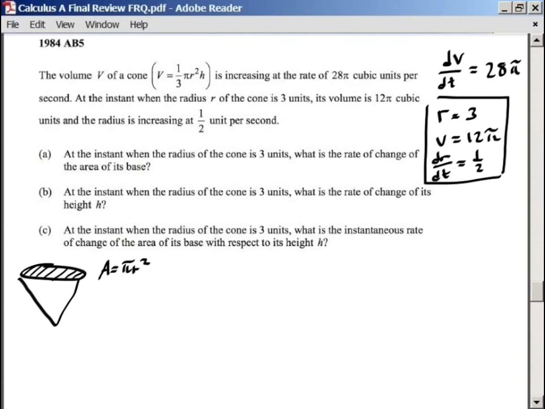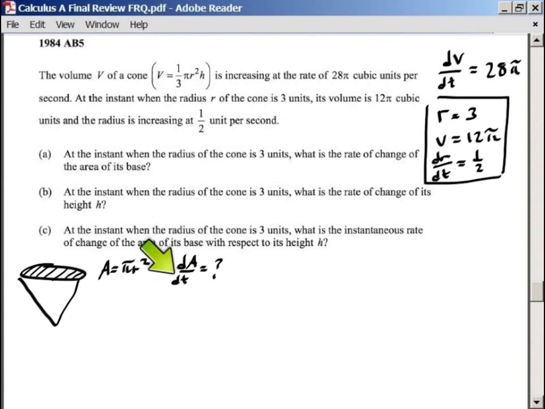And so now we have an equation for the area. It says at the instant it's 3 units, so I know that r is 3 units, but I'm not going to plug it in yet. What is the rate of change of the area of its base? Now, what I want to know is how the area of the base is changing. How would you write the rate at which the area is changing? This is the rate at which the volume is changing. This is the rate at which the radius is changing. How would you write the rate at which A is changing? dA over dt. So this is what we're looking for.